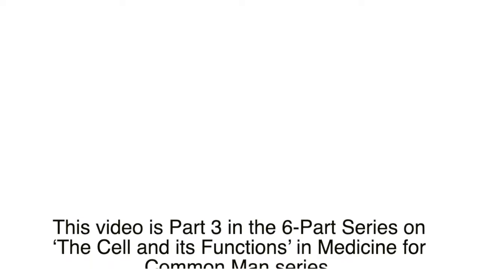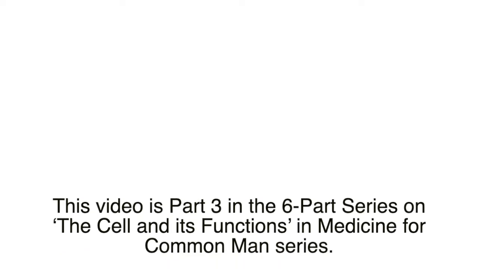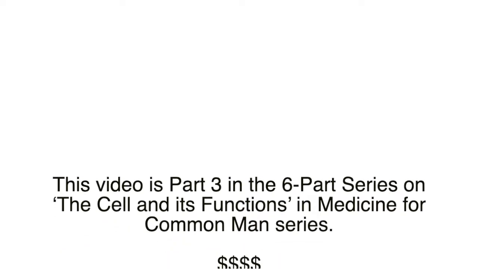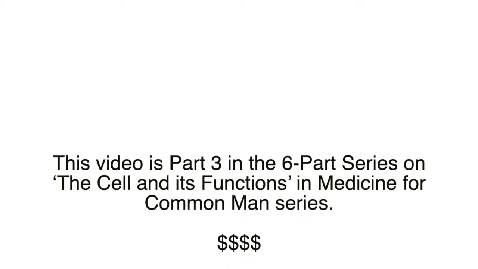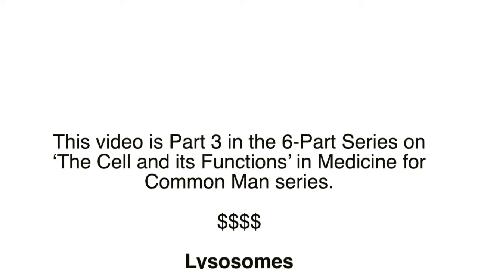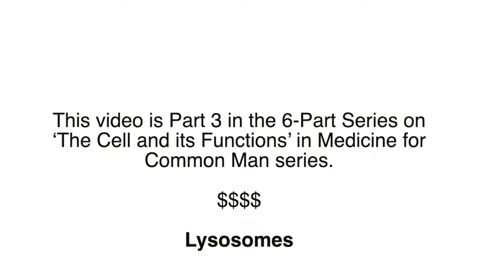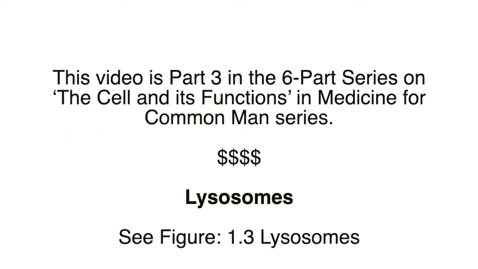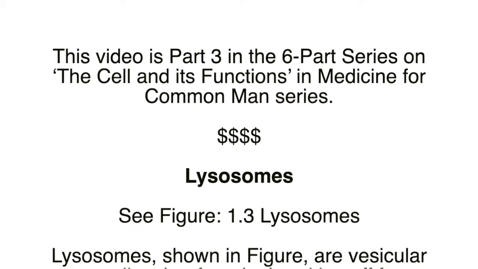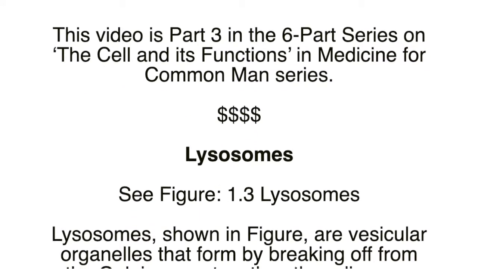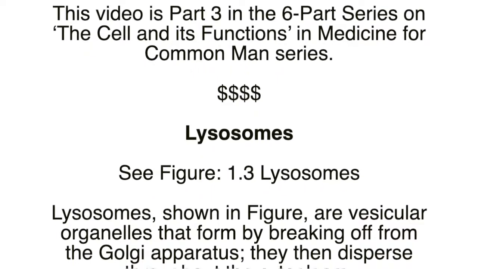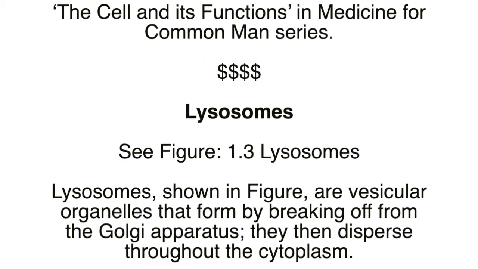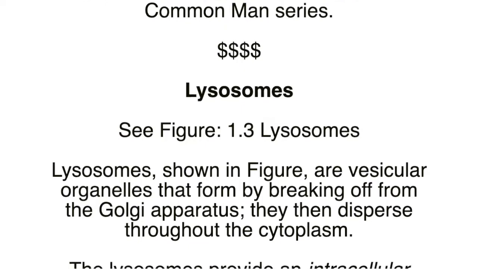Dear viewers, this video is part 3 in the 6-part series on the cell and its functions in the Medicine for Common Man series. Lysosomes. See figure 1.3 shown earlier for lysosomes. Lysosomes shown in the figure are vesicular organelles that form by breaking off from the Golgi apparatus. They then disperse throughout the cytoplasm.